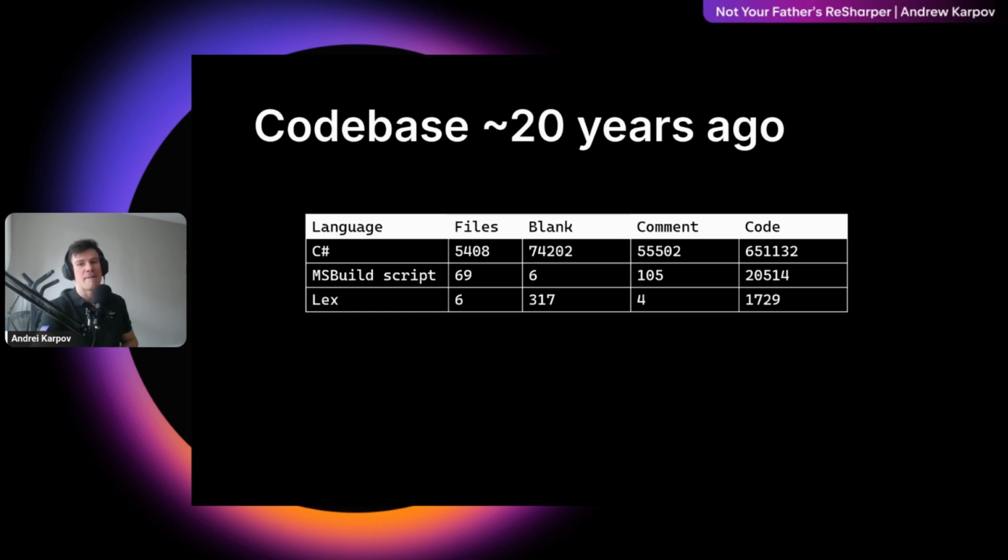I was curious about the code. So I took the oldest code base that I could find and ran this cloc program. And here's what I got. I excluded some XML files and other less relevant file types. You can see that ReSharper was written in C#. It used MSBuild and lexers generated from .lex files.